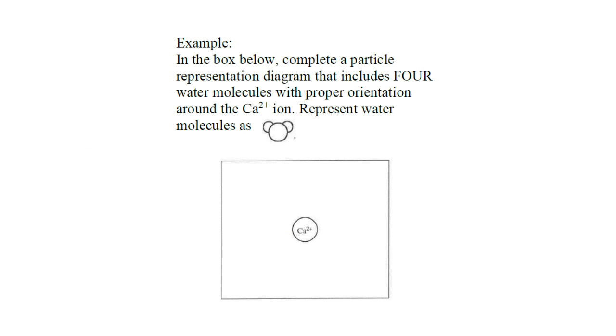Okay, so you will be asked to draw water molecules around ions. It's a super common question, and it'll usually tell you how many to draw. But calcium is positive, so that means I need my negative oxygen to face my calcium ion. So it should look like that.